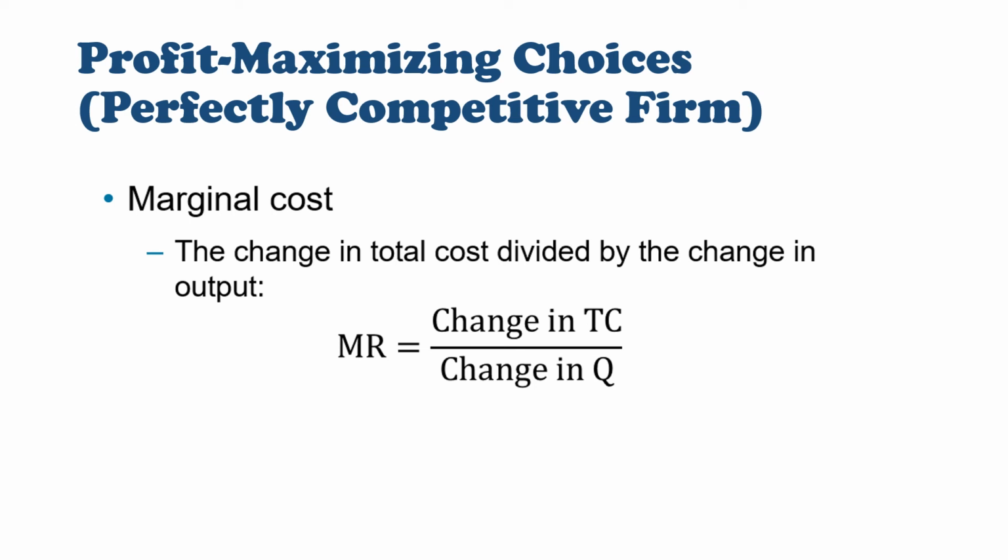And it looks like there's a mistake on this slide. That should be a C right there. That should be marginal cost, MC. That's supposed to be MC. So again, marginal cost is the change in total cost divided by the change in output.